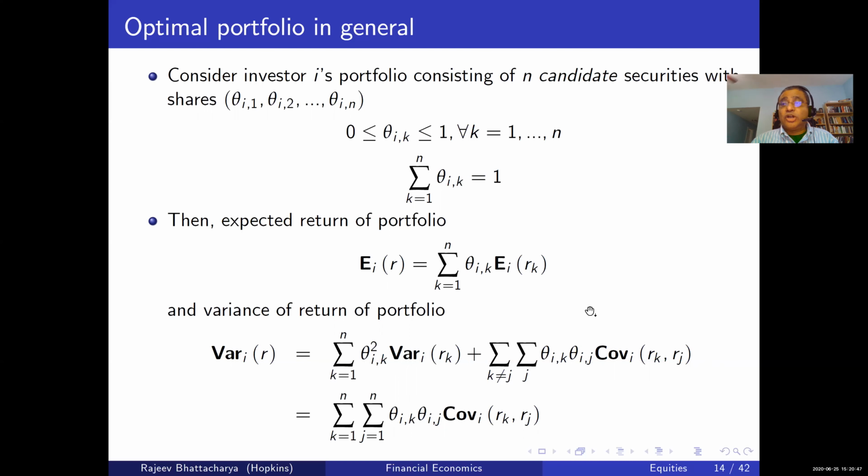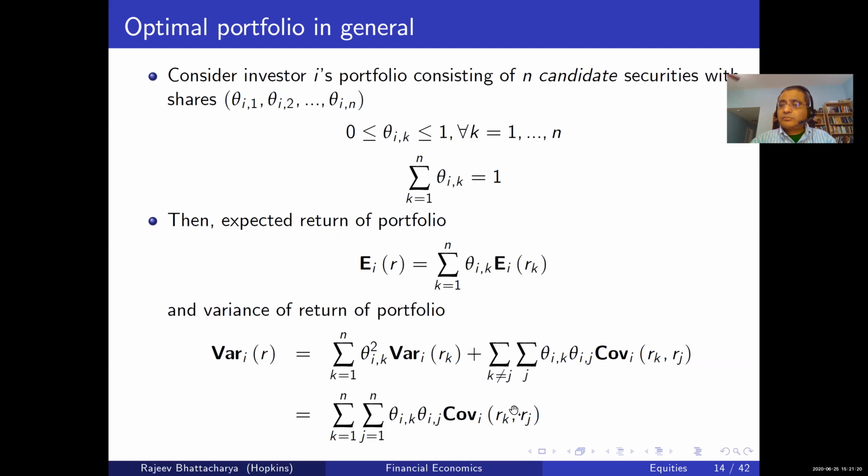The variance of the portfolio is much more complicated, because variance is a quadratic function. So it is equal to theta ik squared times the variances, plus these cross-product terms of the covariances. Because the covariance of a variable with itself is just its own variance. So you can rewrite this whole expression just in terms of the covariances as well.